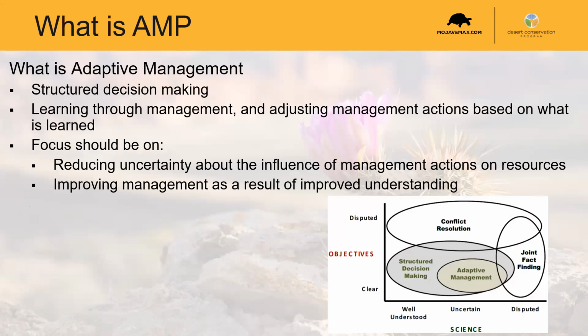So first, basically, what is adaptive management? It's problem decomposition, breaking it down into components, complete analysis, and then recompose the decision. It's a form of structured decision making, and it's learning through management, adjusting management action based on what we've learned. So it should be focused on reducing uncertainty and influencing management actions.